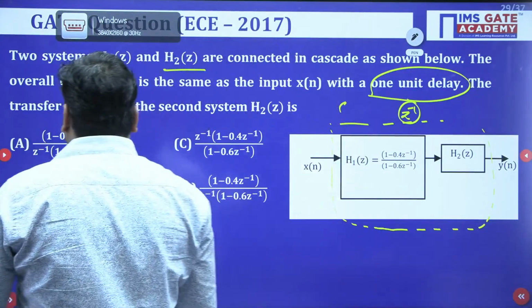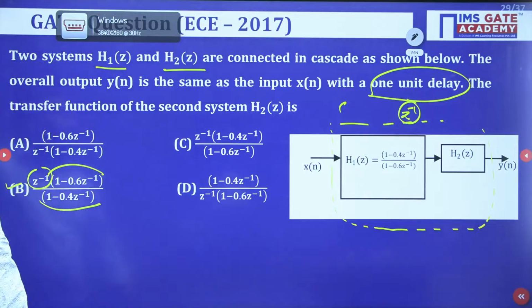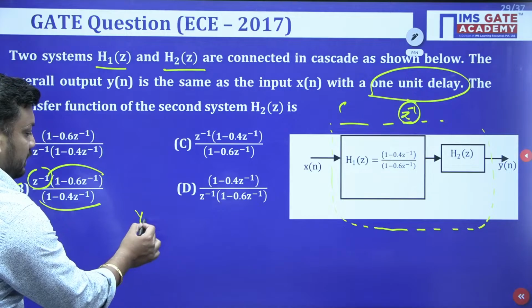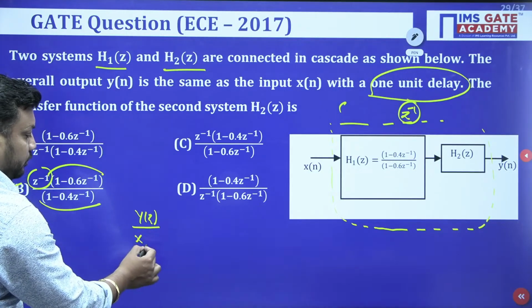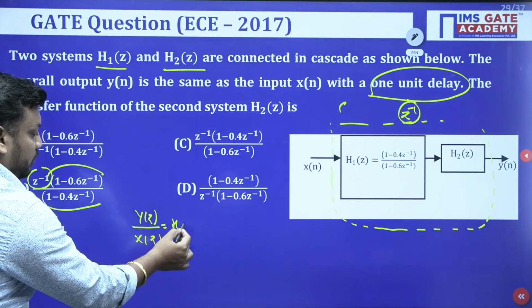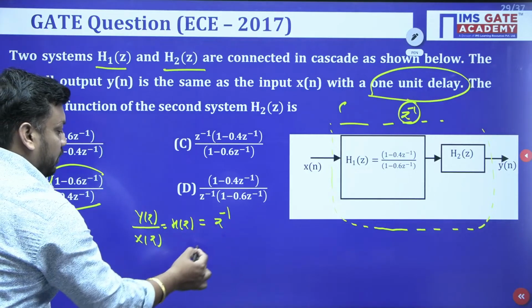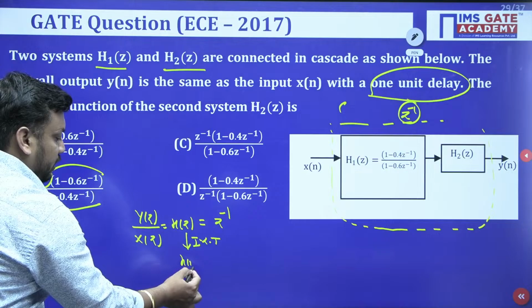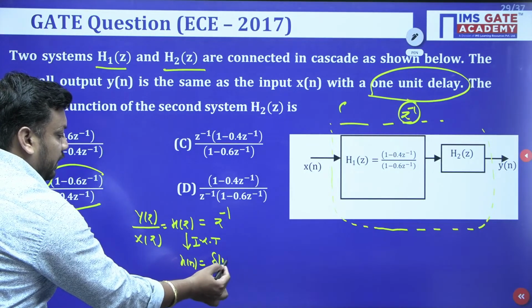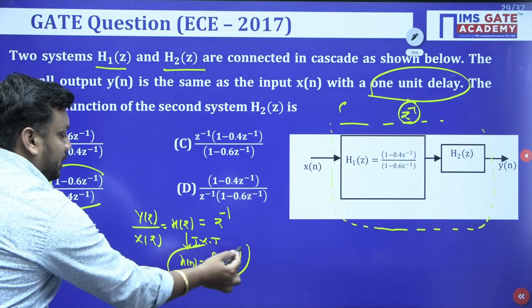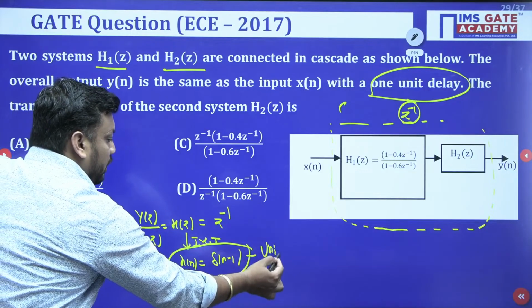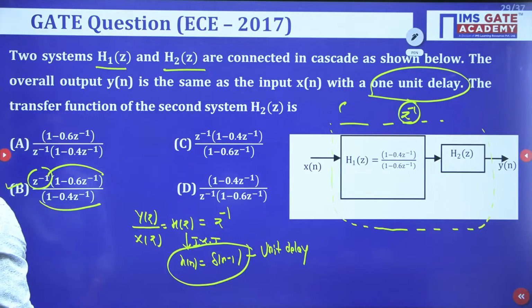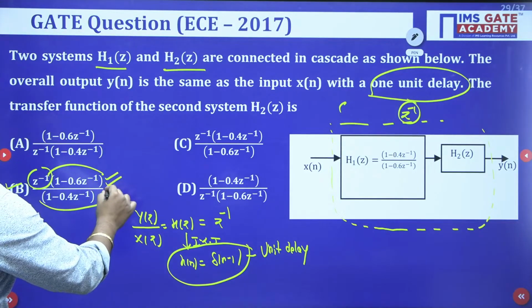Yes. So option number B is correct. Option number B is correct. Why? Because we know that here Y(z) upon X(z) is nothing but H(z). So when you take the inverse Z transform, you will eventually get h[n] equal to what? delta of n minus 1, and delta of n minus 1 represents your unit delay. So that is the very correct answer, option number B for Bombay.